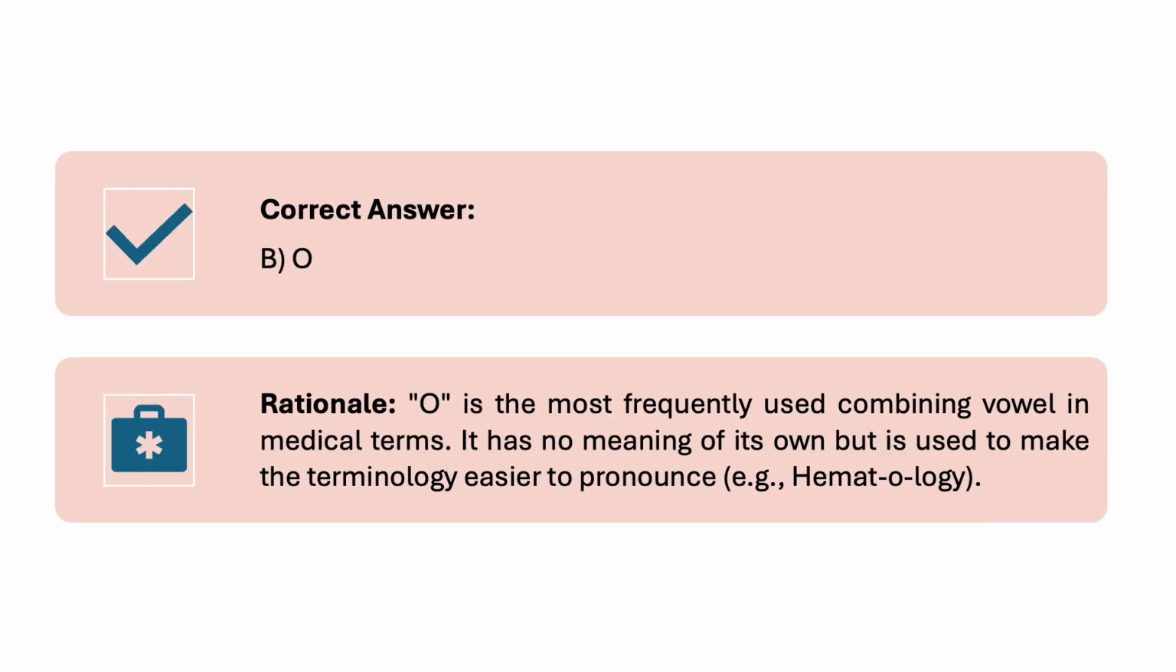Correct answer, B. O. Rationale. O is the most frequently used combining vowel in medical terms. It has no meaning of its own, but is used to make the terminology easier to pronounce, for example, hematology.